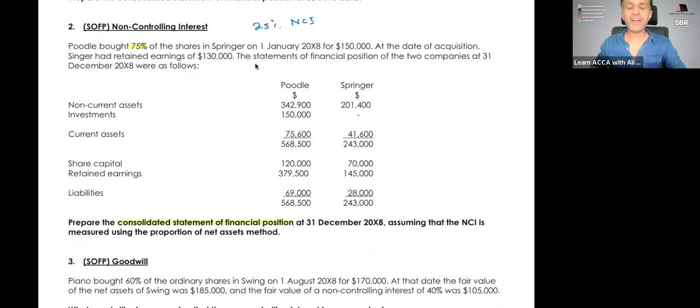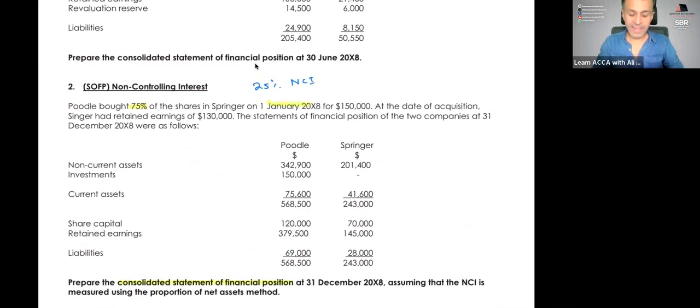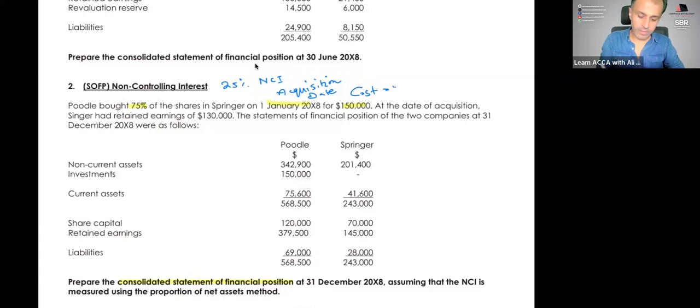So Poodle bought 75% of the shares in Springer. That is the date of acquisition, and that is the cost of acquisition. This is the acquisition date. And this is called the cost of acquisition, or cost of investment, or fair value of the consideration paid.